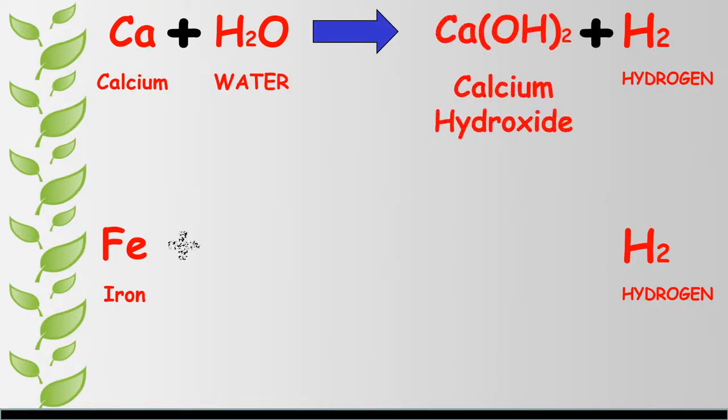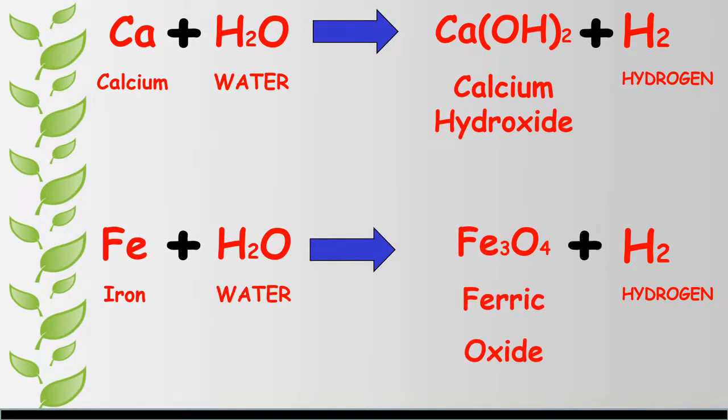Calcium reacts with water to form calcium hydroxide and hydrogen gas will be released. But in this case, the reaction is not as violent as sodium or potassium. Less amount of heat energy is released during this reaction. Iron also reacts with water very slowly to produce iron oxide, which is also known as ferric oxide. This is how metals react with water.